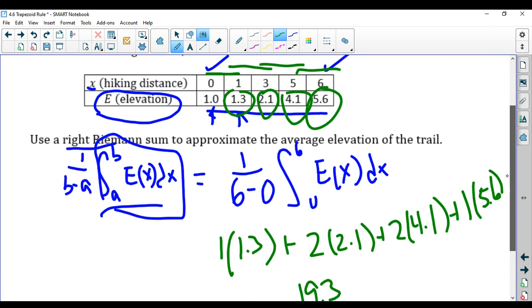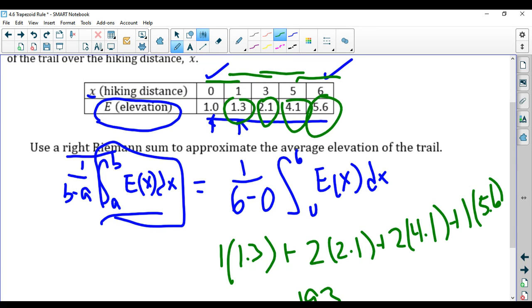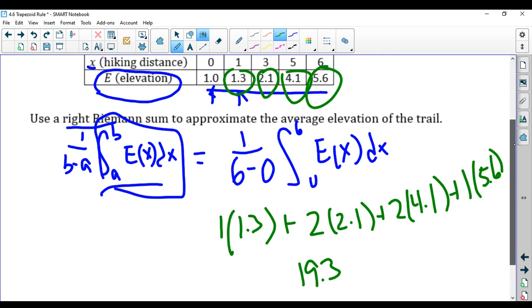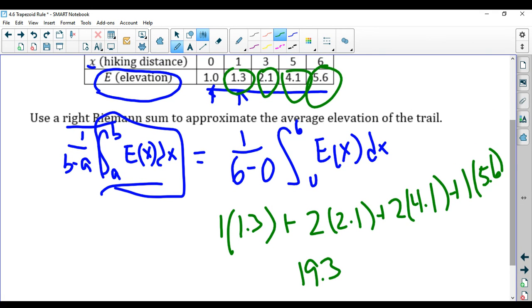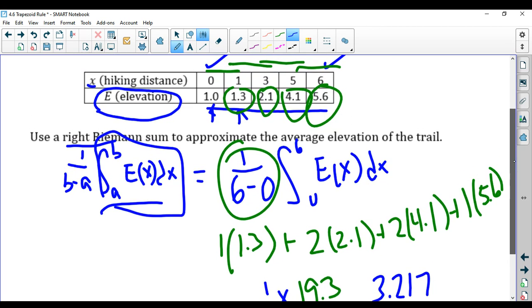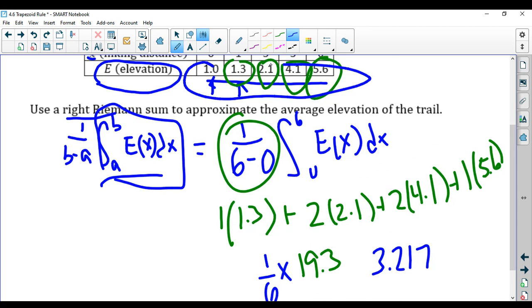And if you look at all these elevations, 1 to 1.3 to 2.1, that 19.3 could not possibly be the average. But it shouldn't be, because we have this 1 over 6 that we still have to multiply by the integral. So 1 over 6 times this, or just 19.3 divided by 6. And I got 3.217, which is the average elevation, which makes sense based on all these numbers.